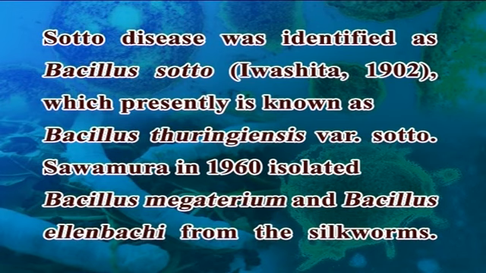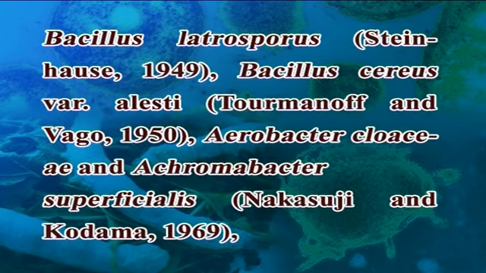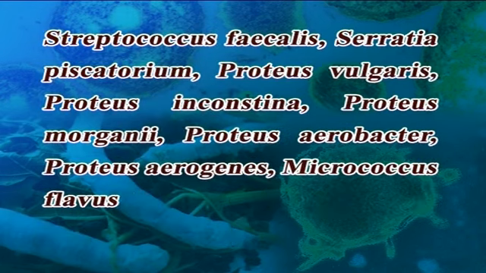variety Soto. Sawamura in 1960 isolated Bacillus megaterium and Bacillus alvei from the silkworms. Serratia marcescens and Bacillus bombycis, Bacillus bombicoides, Streptococcus bombycis, Bacillus mucoides and Bacillus laterosporus, Bacillus cereus and Aerobacter cloacae and Achromobacter superficialis, Streptococcus faecalis, Serratia piscatorium, Proteus vulgaris, Proteus inconstans, Proteus morganii, Proteus aerobacter, Proteus aerogenes, Micrococcus flavus, etc. are also reported to be pathogenic to silkworms causing silkworm flacherie.